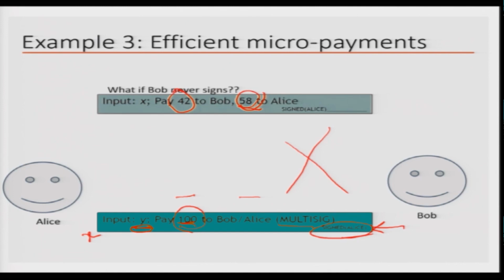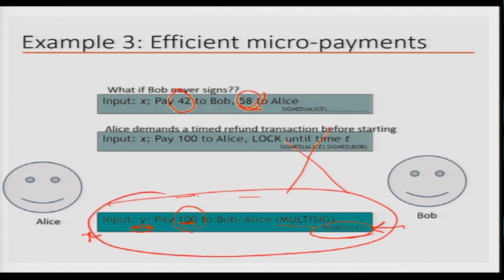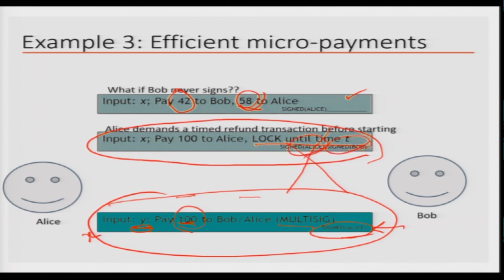So, therefore, there is a thing called a timed refund transaction. So, in a timed refund transaction, Alice demands that when she does this one, Bob does another one in which Bob signs and says pay 100 to Alice, and this is, remember, the lock time. The lock time is what we use here, and therefore, the lock time will be set to some appropriate t, so that if Bob refuses to sign this one, then Alice can, Bob already signed this. So, Alice can sign this and get all 100 back.